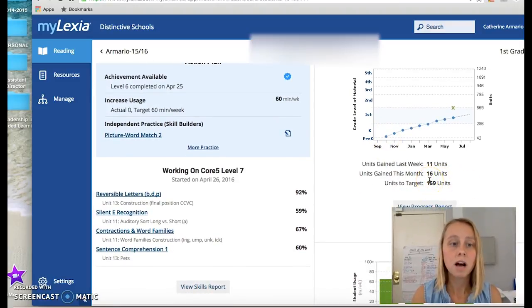The units are kind of like the parts they need. If they pass certain levels, they gain units, and you want to get a certain amount of units that'll push you to your target. Lexia maps out how many units you need, so the student is 159 units from their target. I would take this number and divide it by how many weeks of school are left and give that student a unit goal that they're going to meet each week to work on.